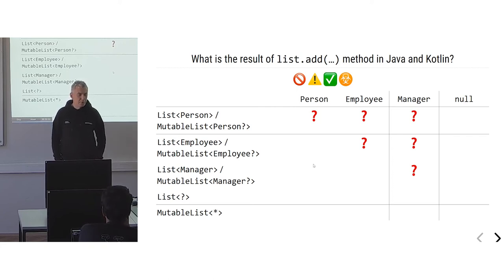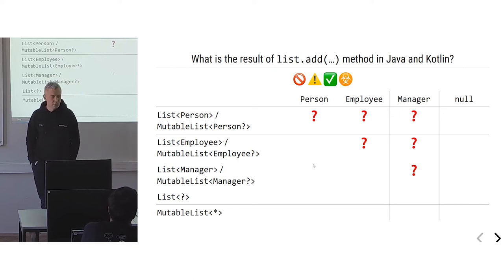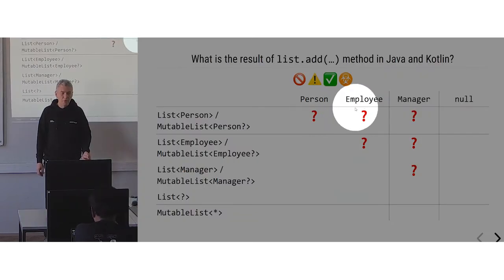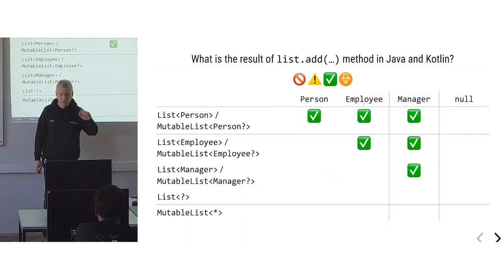Can we assign employee to, not assign, but add employee to a list of person, or manager to a list of person? Your ideas. I will be constantly asking you, so you won't sleep. Okay, no? Why? It's a list of person. We're adding a person to a list of person. This is not about assigning list to list. It's about adding an element to a list. That's okay. We can add person and we can add employee because employee is a person and manager is still a person. So it's okay.